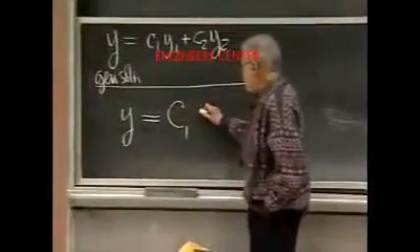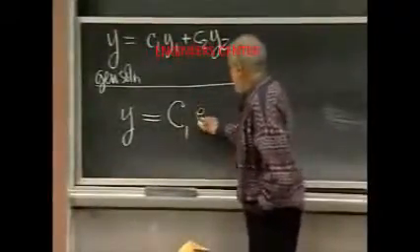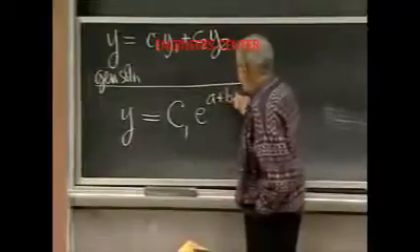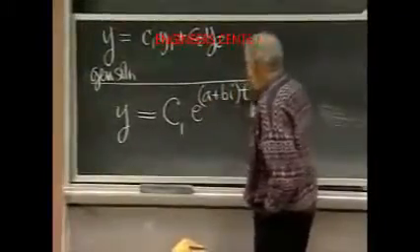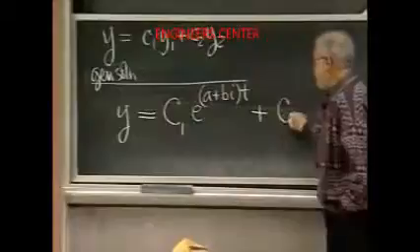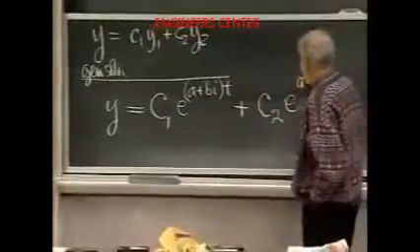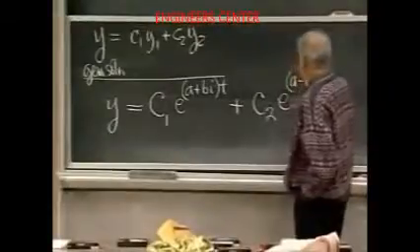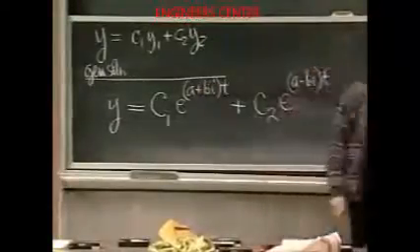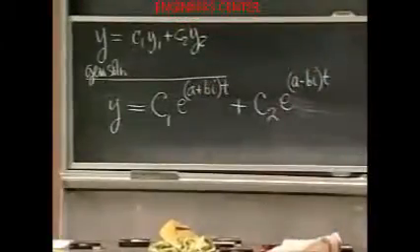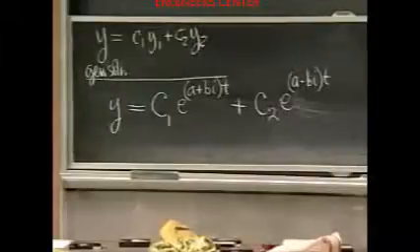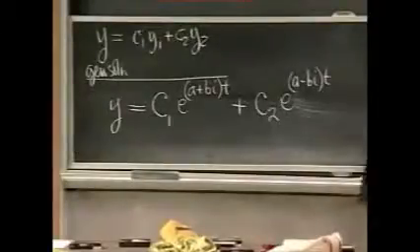You'll see why in just a second, times e to the (a plus bi)t. And then I'll use the other solution, C2 times e to the (a minus bi)t. These are two independent solutions, and therefore can't I get the general solution in that form? Now, in a sense you can.